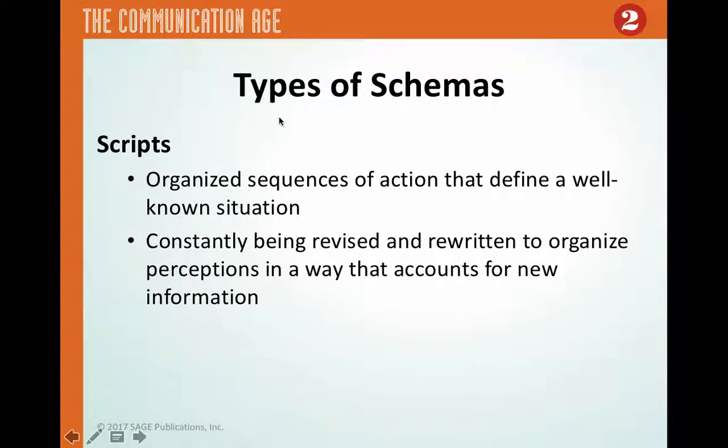We also have scripts. These are organized sequences of actions that define a well-known situation. So again, this is similar to the dinner example, and dating is a good example of this. We have scripts about what the whole courting process is like. First you ask them out, and then you go on a date, and then you try this, and then by the 3rd date you're allowed to do X, Y, and Z, whatever. It's basically a sequence of actions that define well-known situations that we can all agree upon, and dating's one of them. These are constantly revised and rewritten to organize perceptions in a way that accounts for new information.